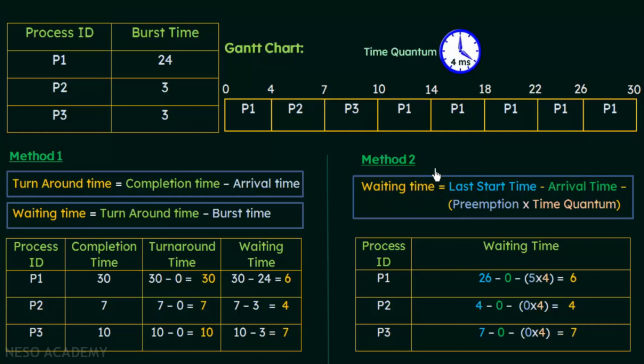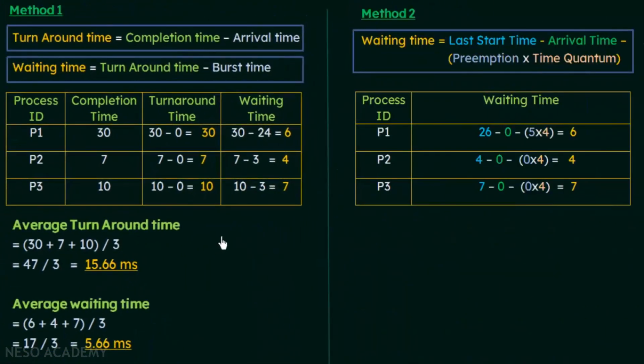Now let's see if we can find out the average turnaround times and waiting times for these two methods for this set of processes. So here we calculate the average turnaround time and waiting times. Average turnaround time for this set of processes were 30 plus 7 plus 10 divided by the number of processes, that is 3. That gives us 47 by 3, that is 15.66 milliseconds. And the average waiting time is 6 plus 4 plus 7 divided by the number of processes 3. That gives us 17 divided by 3, that is 5.66 milliseconds.